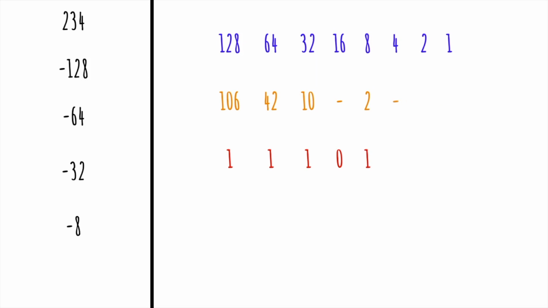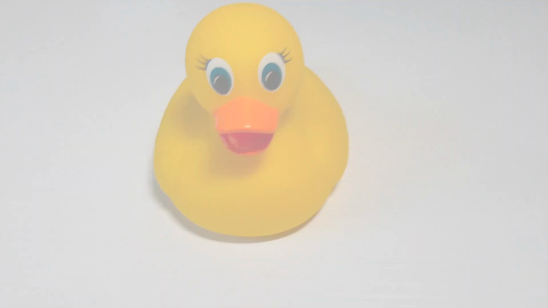4 won't work, so this is a 0. 2 fits into 2, leaving us with 0, and as a result, 1 will be our bit. Finally, since we are already at 0, 1 is ignored and the bit value is a 0. The result being 234 is equivalent to 11101010 in binary.